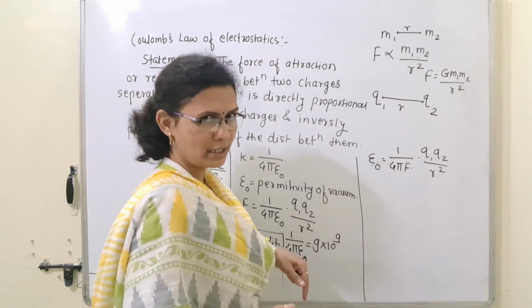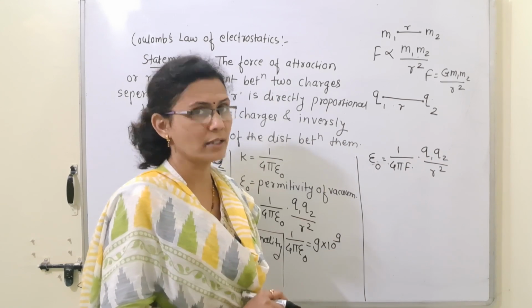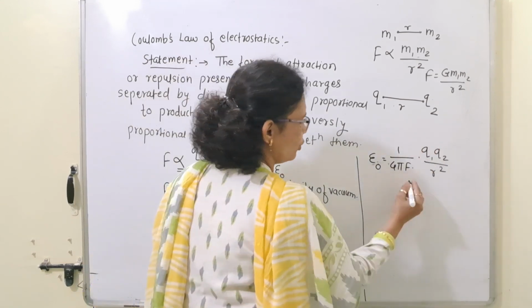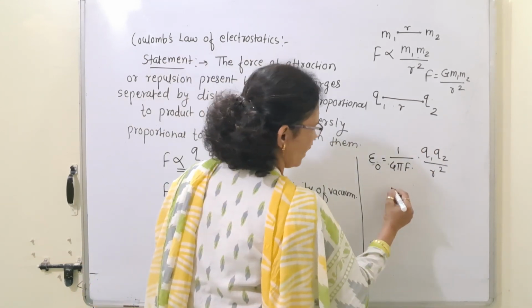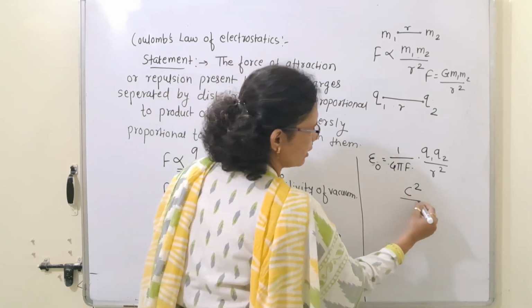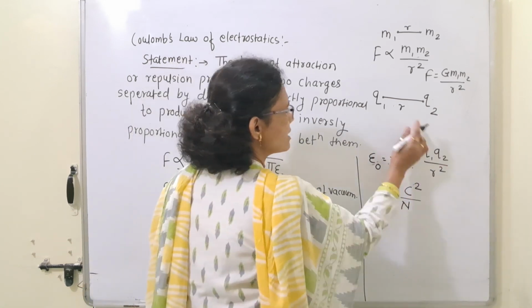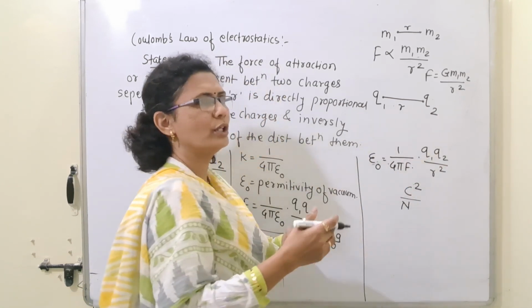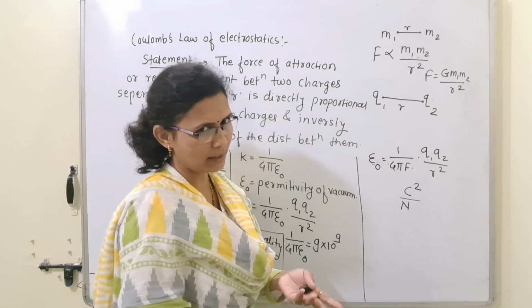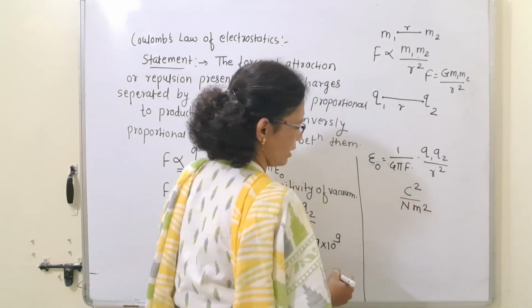Now what will be the unit? See, Q1 Q2, these are the charges. And what is the unit of charge? It is Coulomb. So Coulomb into Coulomb, that will be Coulomb square. Correct. And F is force. Unit of force is Newton. And R is the distance. So what is the unit of distance? SI unit, it is meter. R square is there. Therefore, it will be meter square.